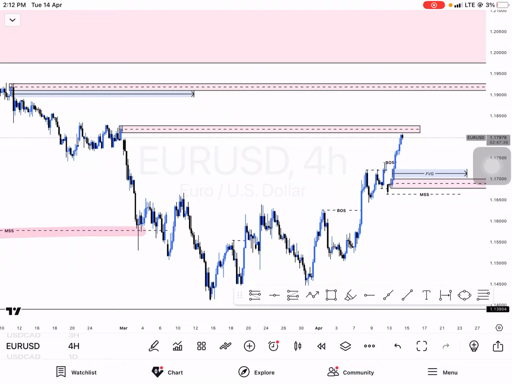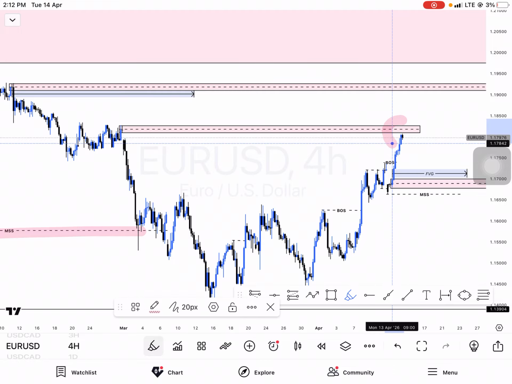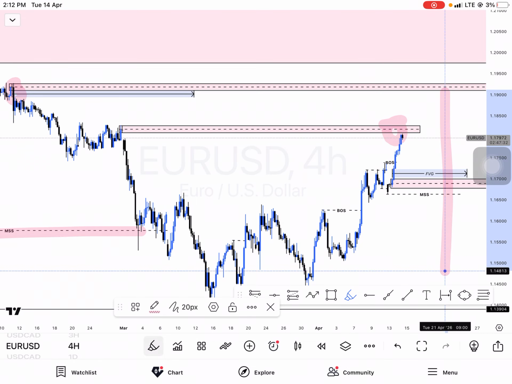So you guys need to be careful while trading EURUSD. Let's see what is going to happen here. If it fails here, they will target this order block. That's going to give us a nice sell to the downside.